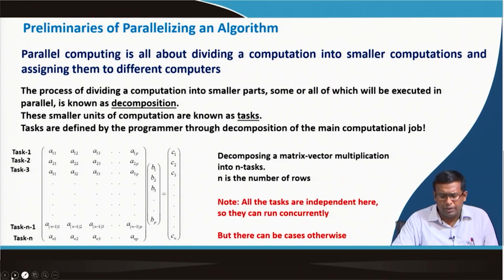All tasks are independent here, so they can run concurrently, but there can be cases when not all the tasks are independent. So what will we do? We can find smaller units of computation, but these computations are not always independent. We will find out how many are independent and ask them to work on different processors, and the dependent ones we will look into later. We will see some examples here, and that is called task dependency.